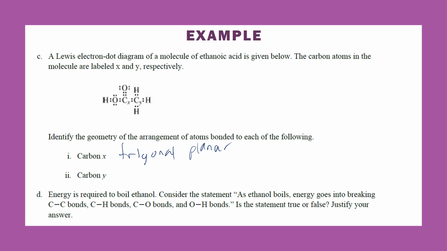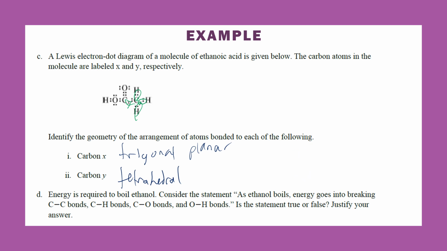For carbon Y, you have 4 areas of bonding around that carbon. So that is, of course, tetrahedral. Now, if it did ask for hybridization, trigonal planar is always sp2 and tetrahedral is always sp3. Linear would be sp. So just be careful there. Okay, so each of those parts, part I and II, are each worth 1 point.